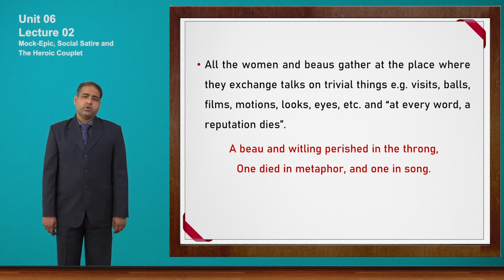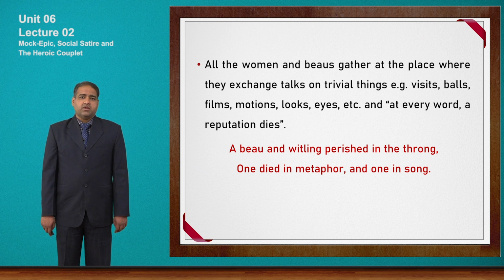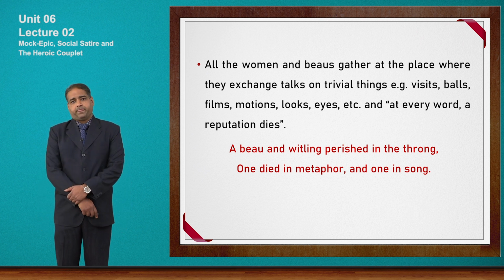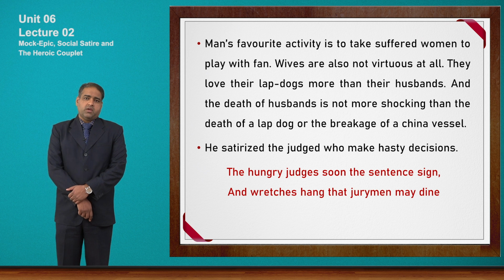Here is a line from the poem, and I quote, "A beau and whittling perished in the throng, one dies in metaphor and one in song." So, we see here that the reputation of a person, any person in the society, dies in metaphor which they create, or when they sing a song, another person's reputation dies. Men's favorite activity is to take suffered women to play with fun. Wives are also not virtuous at all.